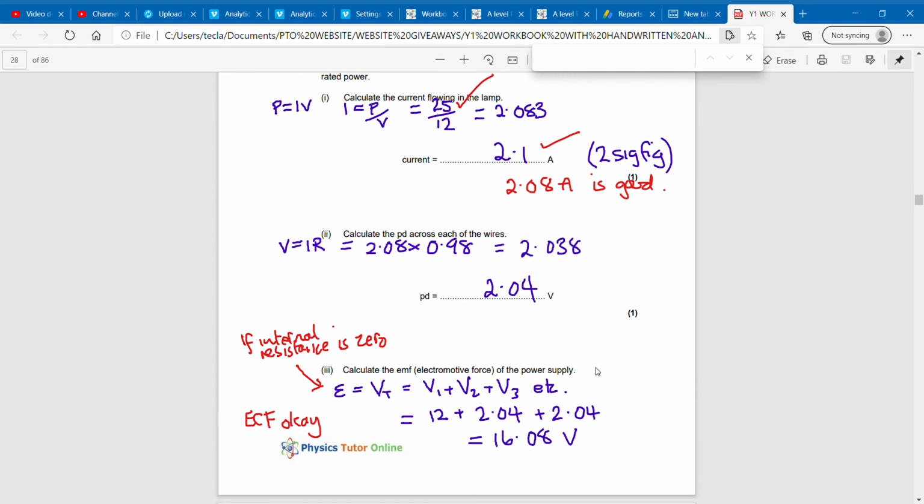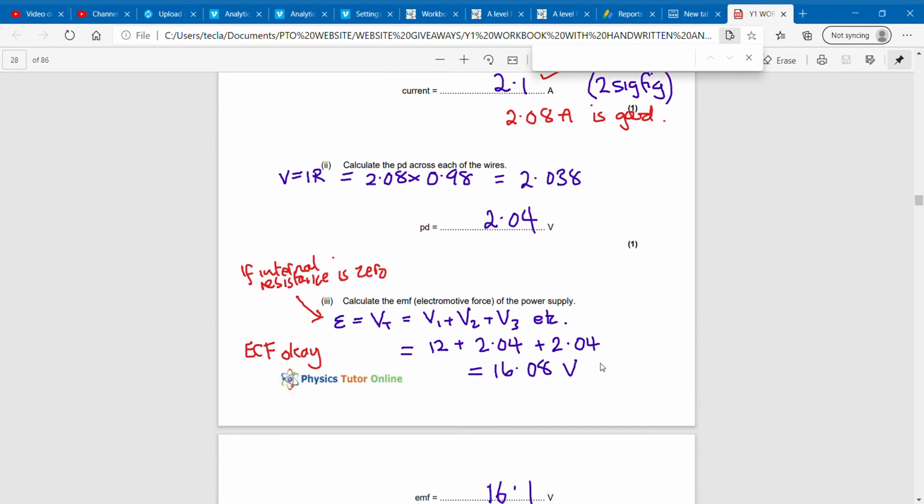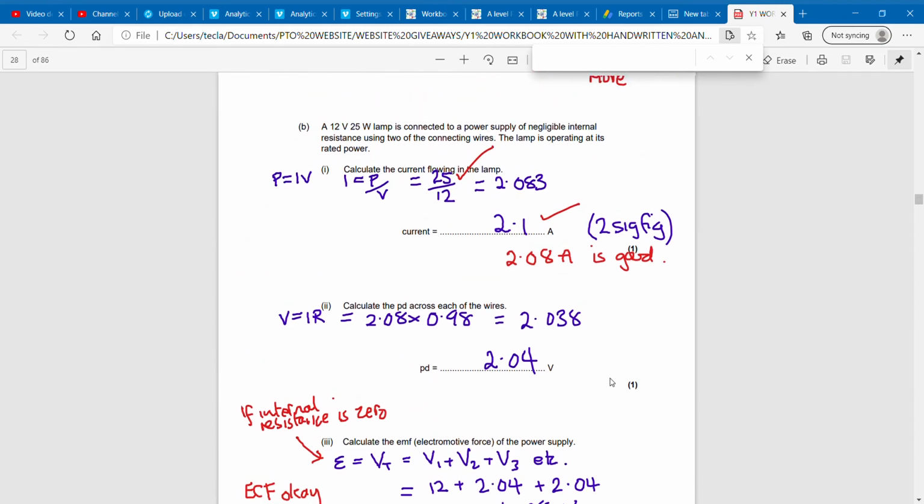Okay, and part 3 calculates the EMF, which is the electromotive force of the power supply. So if internal resistance is 0, which we're told in the question, then the EMF is going to equal the terminal potential difference. There's no lost volts inside the resistance of the battery or the power supply. So therefore the EMF is going to be equal to the sum of the potential differences across the components. So we can simply add those together. So we've got 12 volts plus 2.04 plus 2.04 volts equals 16.08 volts, which equals 16.1 volts.